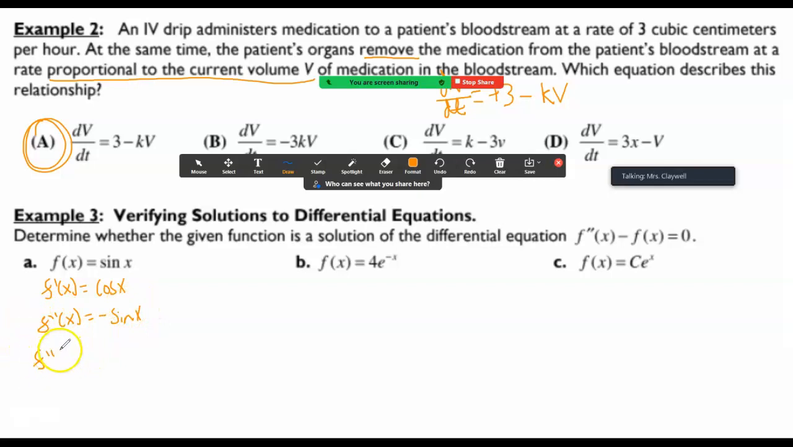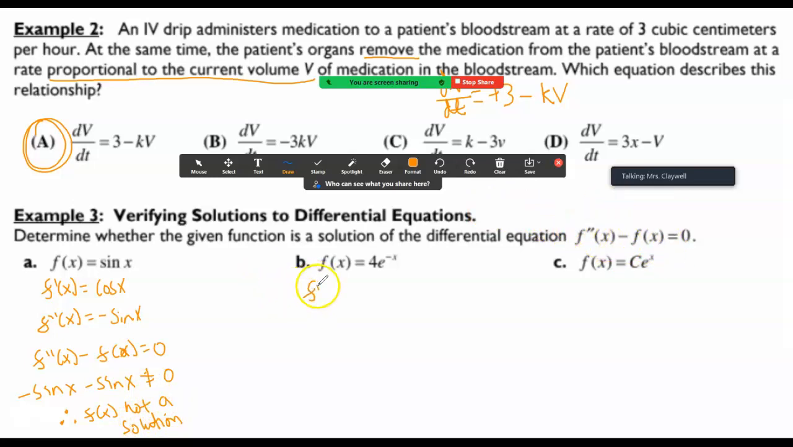So if I have f double prime of x minus f of x equals 0, let's see if this is true. Does negative sine of x minus sine of x equal 0? It does not. So therefore f of x is not a solution. So f of x is not a solution to this differential equation.